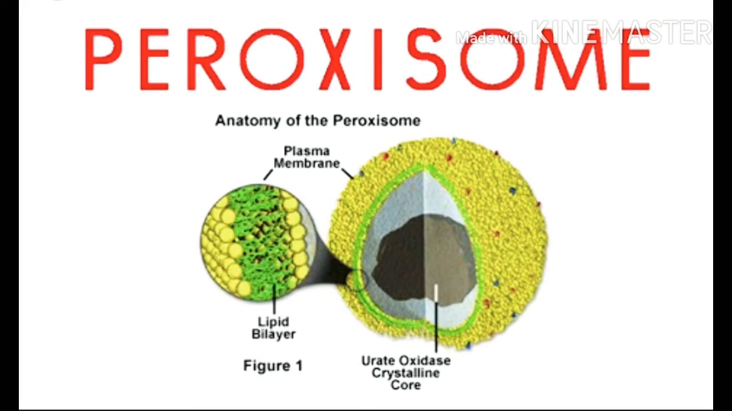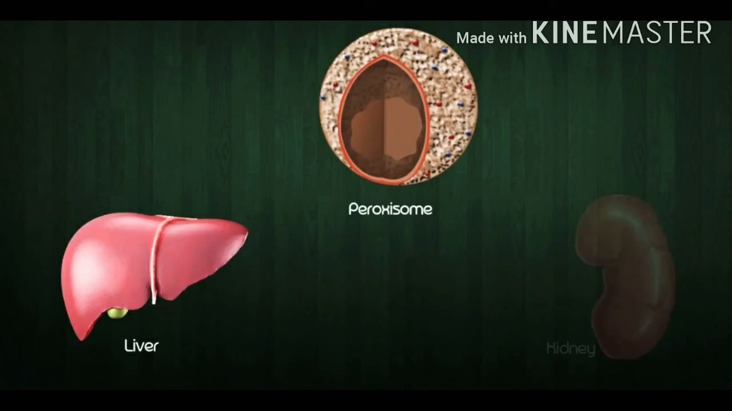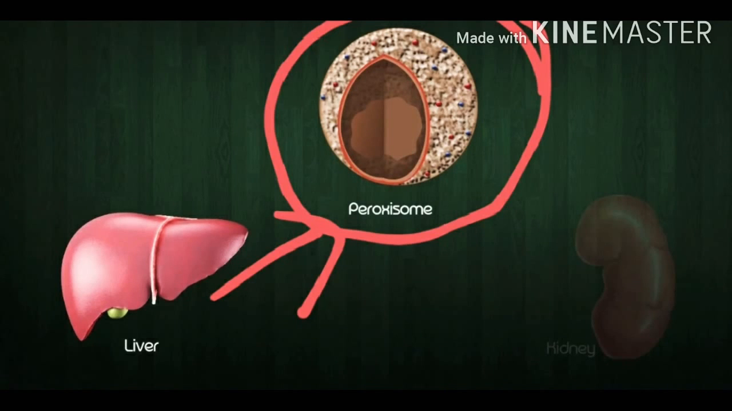For example, if a person is consuming alcohol, then this alcohol is detoxified by peroxisomes present in liver cells. Means if someone is consuming alcohol, the detoxification, the neutralization of the toxins in the alcohol, is done by the peroxisomes present in liver cells.